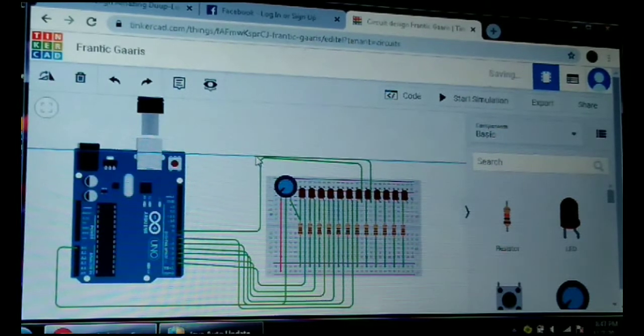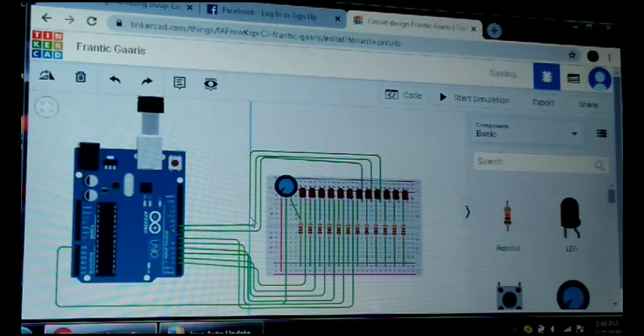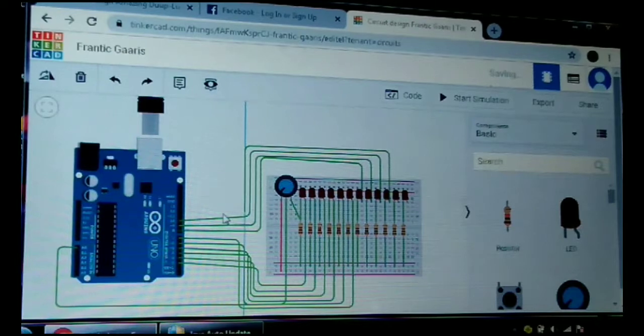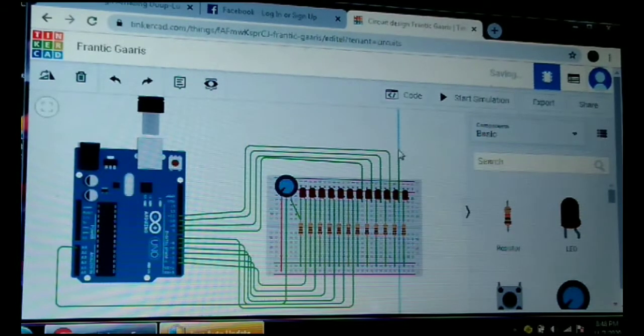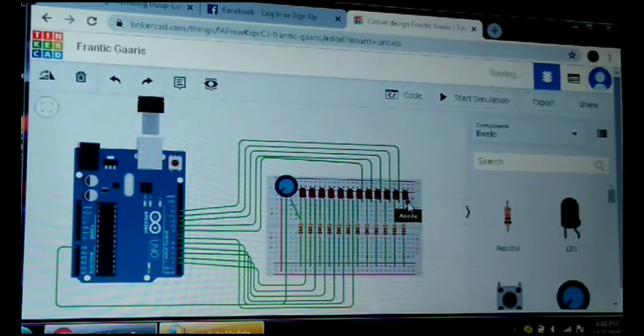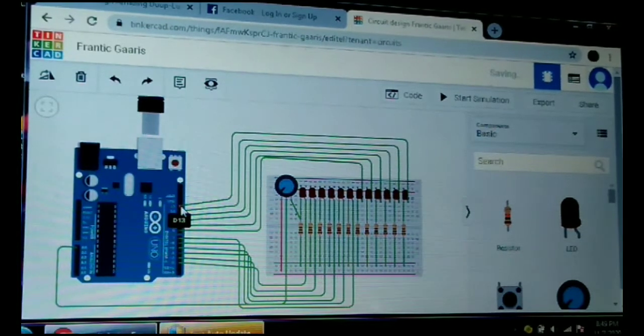LED 8 is connected to D9. LED 9 is connected to D10. LED 10 is connected to D11. LED 11 is connected to D12. Last, LED 12 is connected to D13.